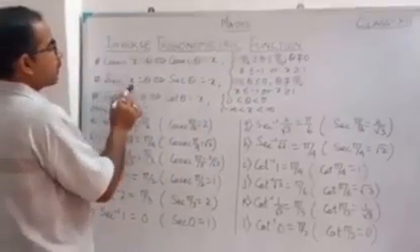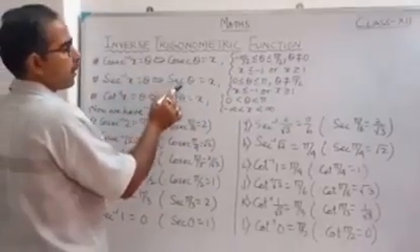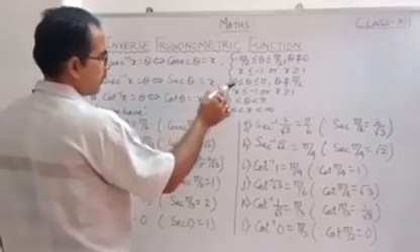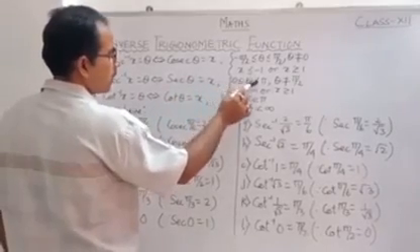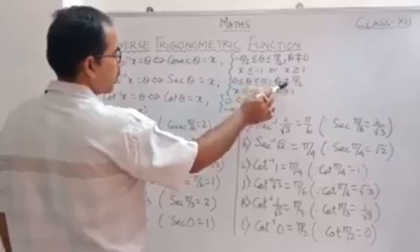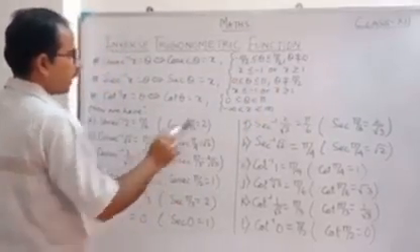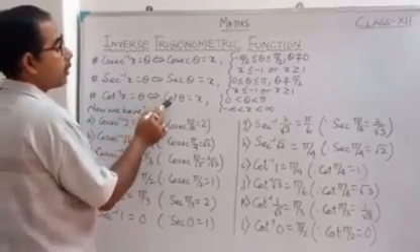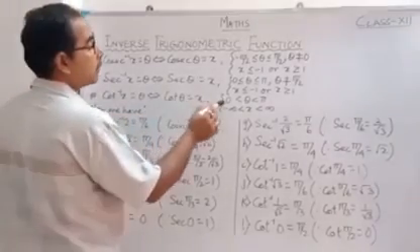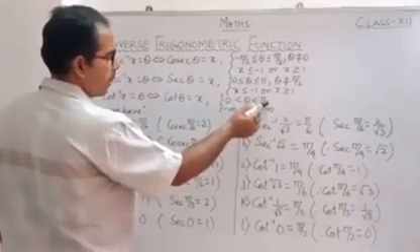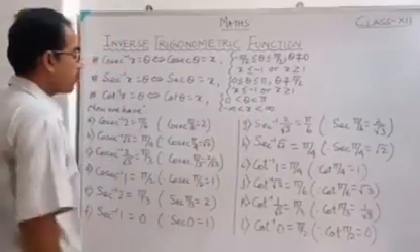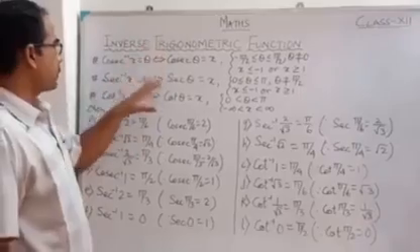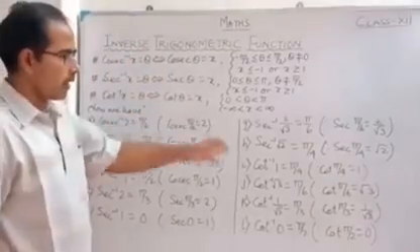For sec inverse x equals theta, which implies that sec theta equals x, the range is 0 less than or equal to theta less than or equal to pi. Here theta is not equal to pi by 2, and this is the domain. Next, for cot inverse x equals theta, cot theta will be x, whose range is 0 to pi. Correct? Theta will lie between 0 and pi. Now from this cosec, sec and cot, we are getting these formulas.